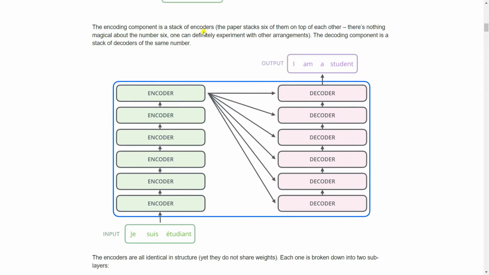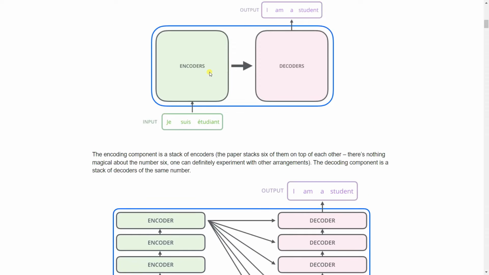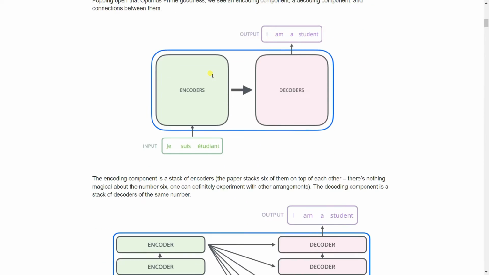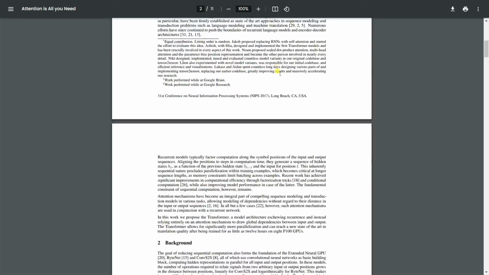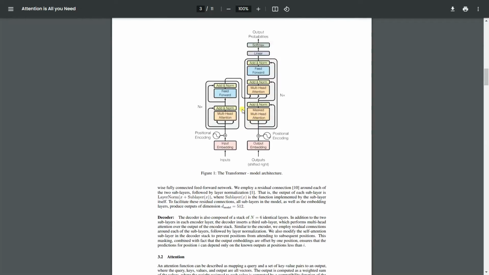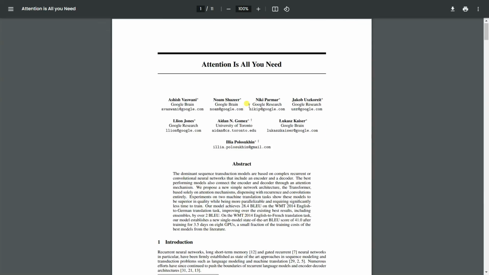a stack of encoders. Stack है, last in first out like that. The paper stacks 6 of them on top of each other. तो वहां पर एक पेपर की बात कर रही है, लेकिन वो पेपर है क्या? Yes, it's a research paper from the attention mechanism, right? And this is the paper that's called Attention Is All You Need. So इस पेपर से बोल रही है यहाँ पर some encoder और decoder है, right? It is the transformer architecture. So इस पेपर को वो follow कर रही है, right?